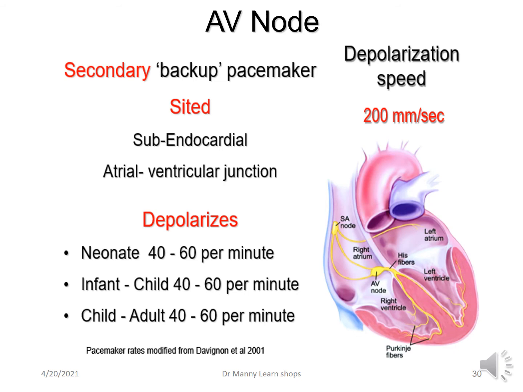And it depolarizes at a generic rate between 40 and 60 beats per minute in the neonate, infant, child, adolescent and adult. And when the current from the SA node gets to the AV node from the intra-atrial pathways, it slows right down from 1,000 millimeters per second to about 200 millimeters per second, to give time to the atria to contract and empty their contents, blood, into the right and left ventricle.